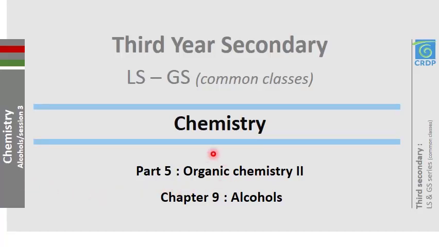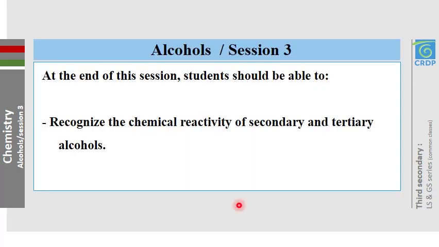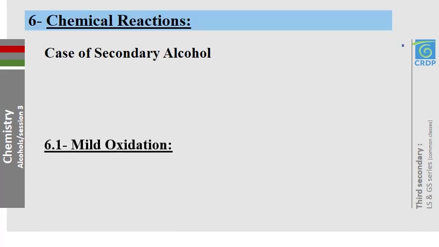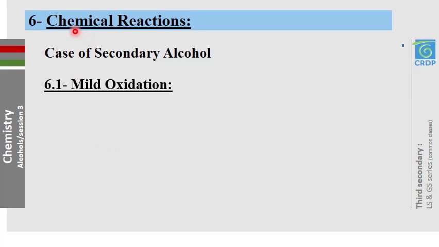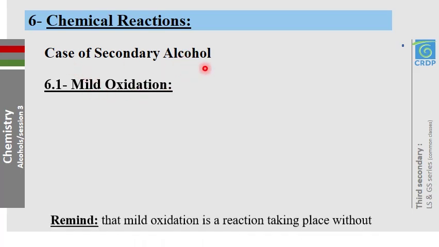Hello students, this is session number 3 of chapter 9, alcohols. By the end of this session, you should be able to recognize the chemical reactivity of secondary and tertiary alcohols. Let us first start with chemical reactions involving secondary alcohols, and especially mild oxidation of secondary alcohols.